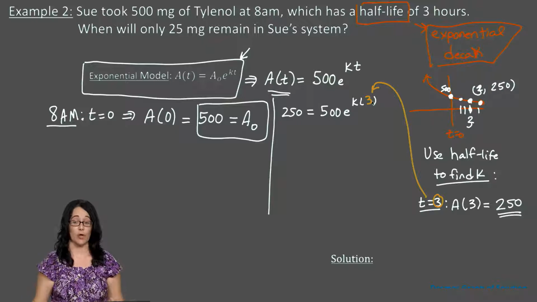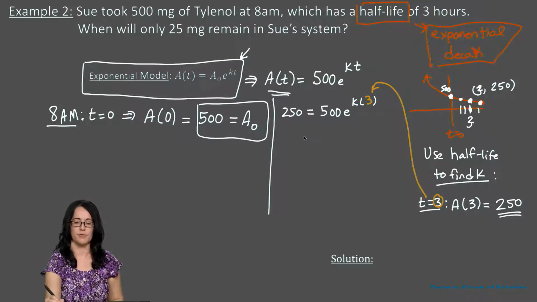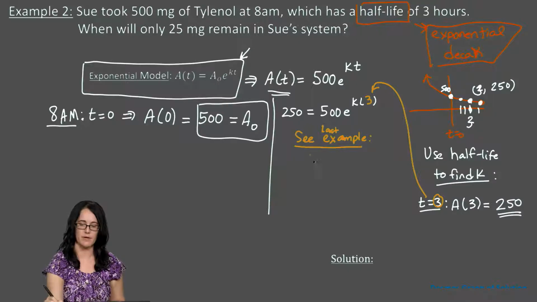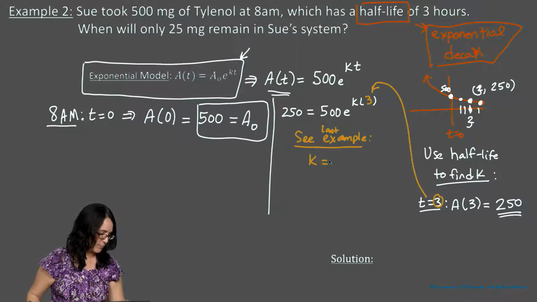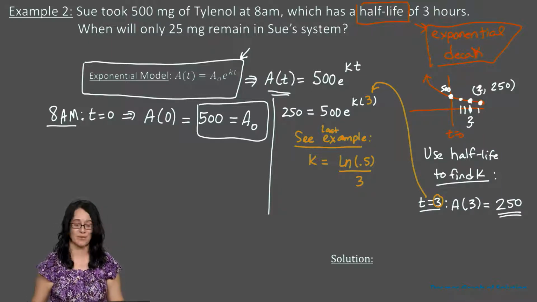And we can now solve for k. It's exactly the same as the past few examples now. We isolate the exponential part, and we're going to solve for k. So see last example if you need help doing that. But let me just save some time and tell you what you should be getting here after you take time to find that for yourself. In this example, your k should end up being the natural log of 0.5 divided by 3. Okay, so try to get that on your own and see if you can verify that.